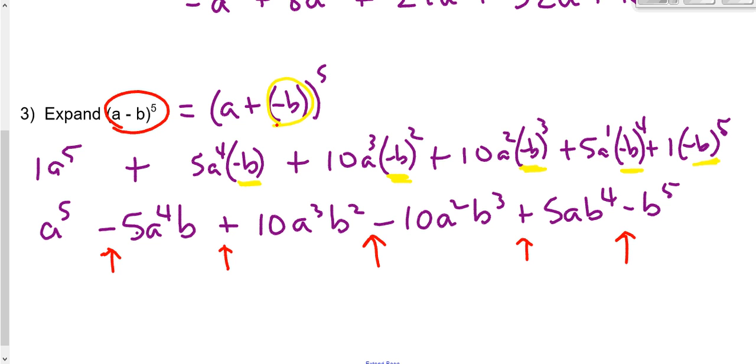And you don't have to rewrite it like I did in the beginning. That was only because I didn't have the pattern yet. So don't worry about rewriting it, just do a is your first thing, b is your second thing, and alternate the signs as you go.